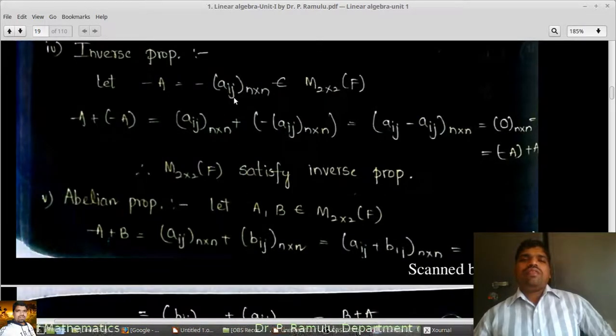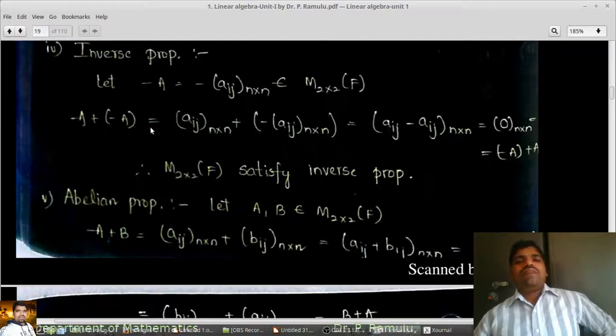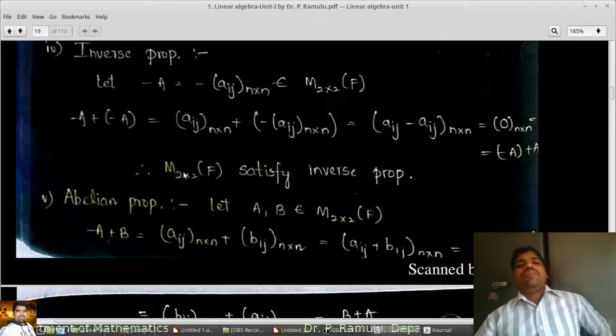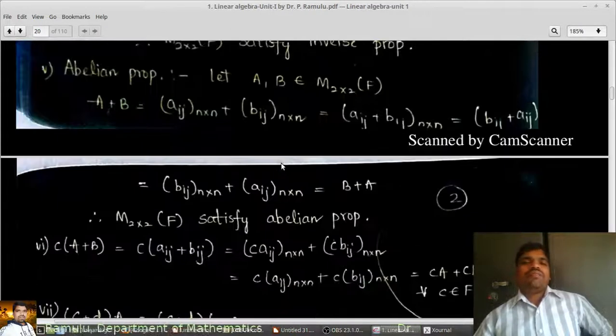Let -A = (-a_ij) n×n belongs to M_n×n over F. Here -A is an n×n matrix, already given. Then A + (-A) = (a_ij + (-a_ij)) = (0_ij) n×n, which is nothing but O. So -A + A = O. Therefore, -A is an inverse element of A. Therefore, M_n×n over F satisfies the inverse property.